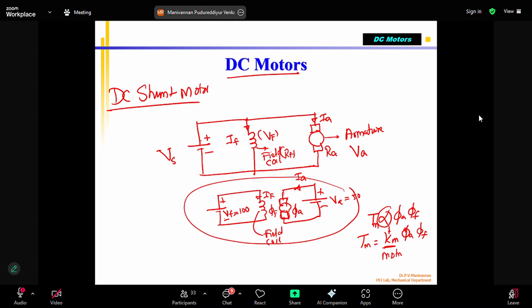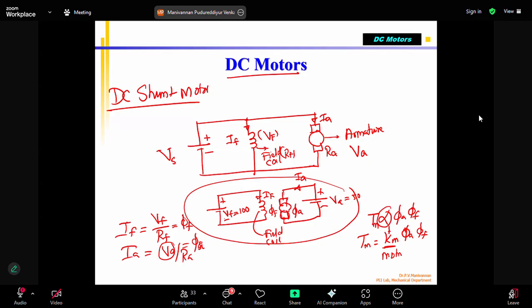And in this case, because I can have different currents, we know that IF is proportional to VF divided by RF, and IA is equal to VA divided by RA. By having different voltages, I can vary this. I can have different IA and different IF, so my phi F also can be different. Controlling is easy, correct? Phi F and IA can be controlled because I have two different sources.